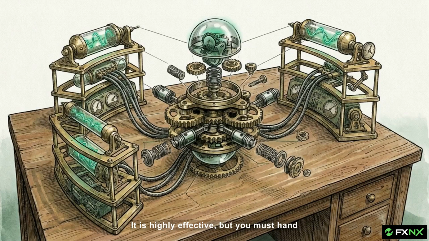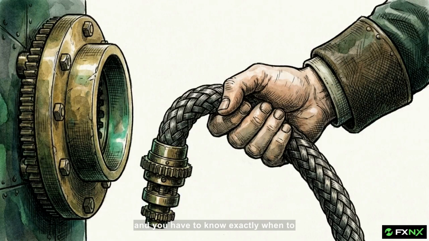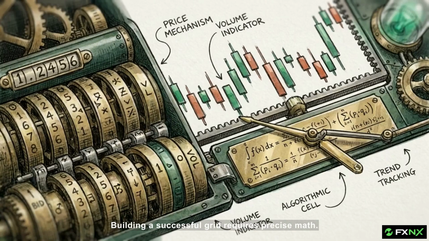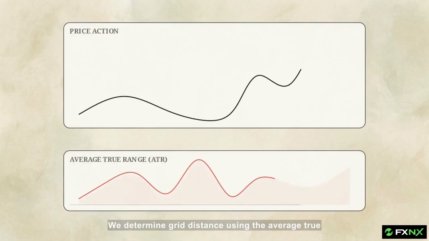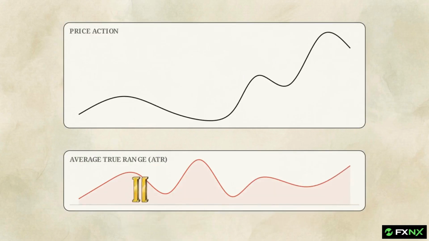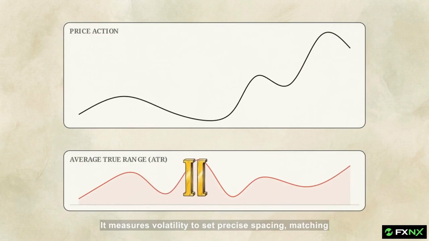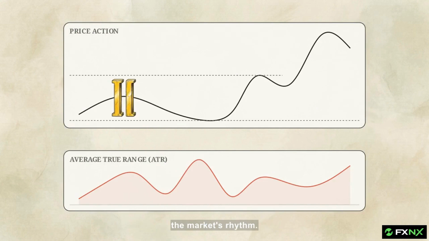It is highly effective, but you must hand execution over to an automated machine, and you have to know exactly when to pull the plug. Building a successful grid requires precise math. First, establish a central price point to act as your anchor at the expected midpoint of the range. We determine grid distance using the average true range, or ATR. It measures volatility to set precise spacing matching the market's rhythm.